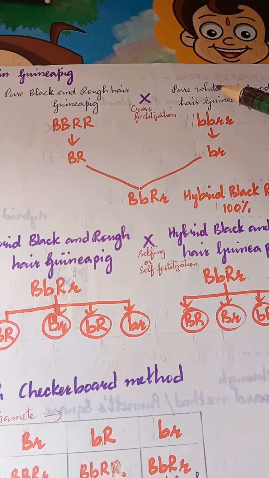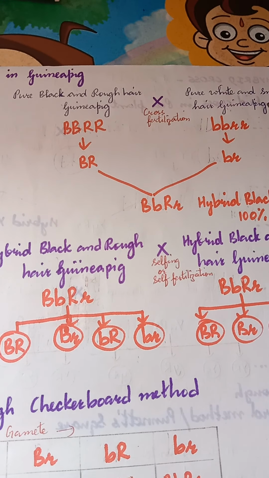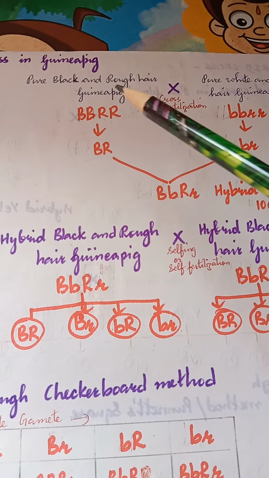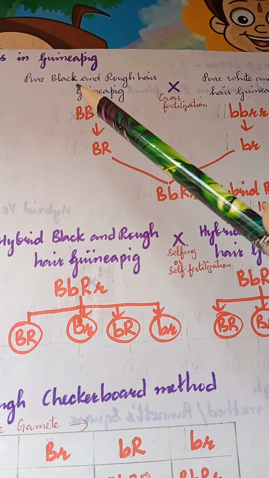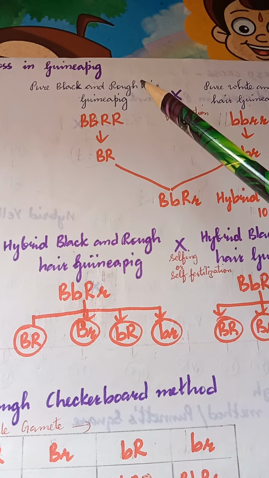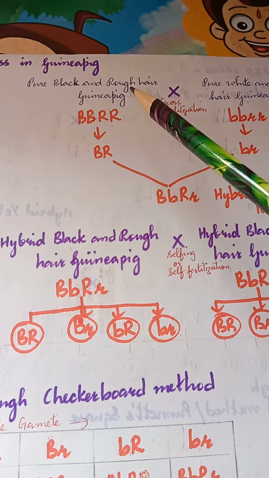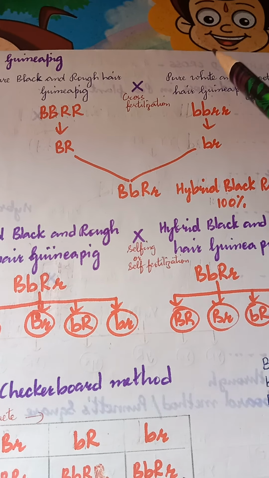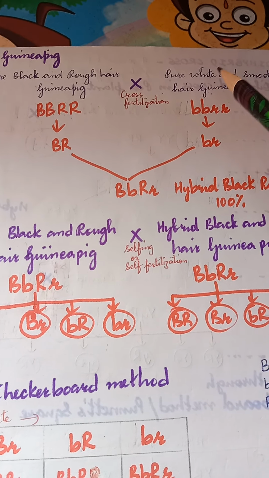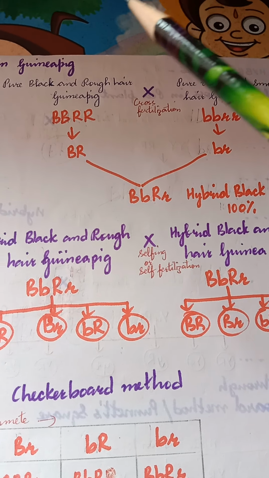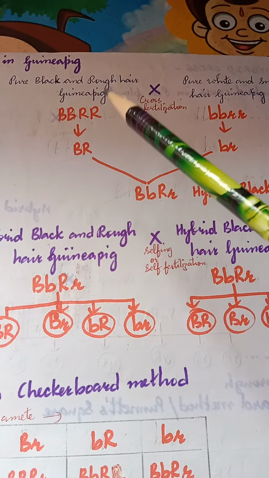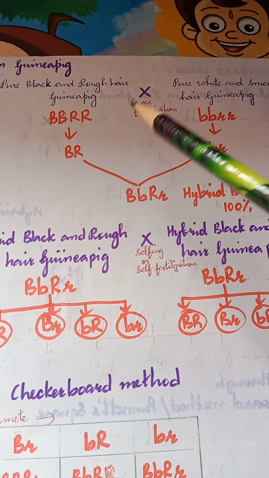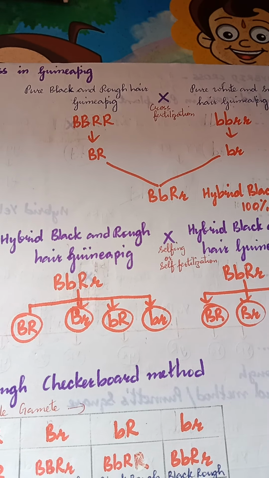Here we can see that two pairs of contrasting characters are being compared. One guinea pig has black hair, but the hair is rough: a black and rough-haired guinea pig. Another guinea pig has white hair and the hair is very smooth. The contrast of black is white and the contrast of rough is smooth. So we have taken two pairs of contrasting characters.